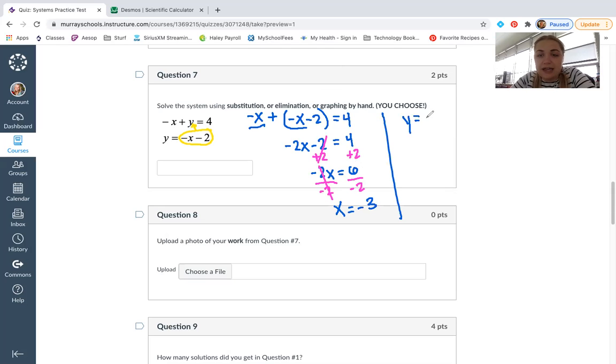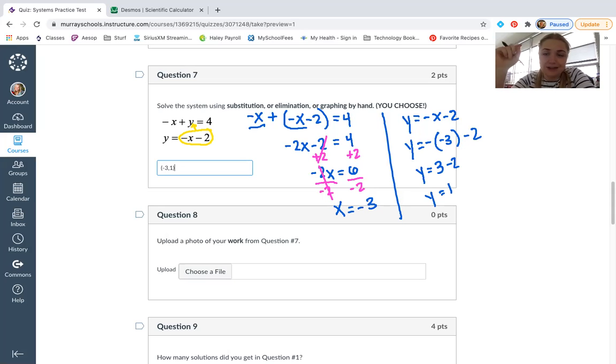So instead of y equals negative x minus 2, this is going to be y equals negative 3 minus 2. Notice there's a minus, a negative next to each other, two negatives would just become a positive. So 3 minus 2, which is 1. So my final answer here is -3, comma 1.